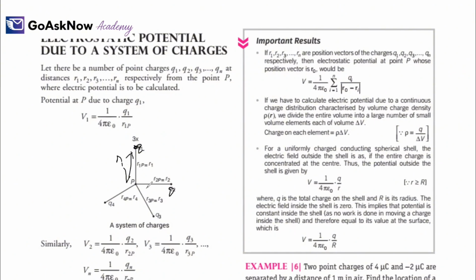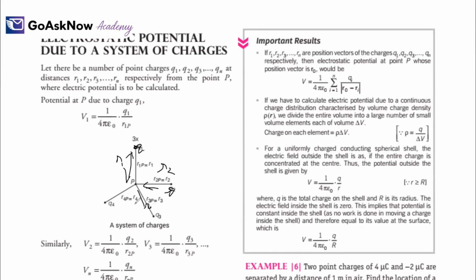Similarly, for q2, this is r2. Okay, this is r3. So you can see and decide that this is the distance between the points and the charge, like the point P and the charge. Okay. So V1 will be equal to what?